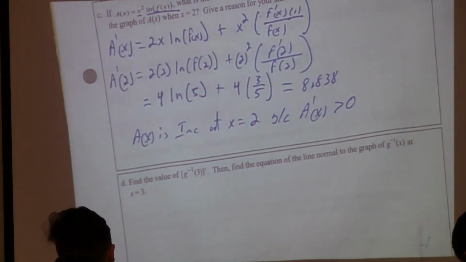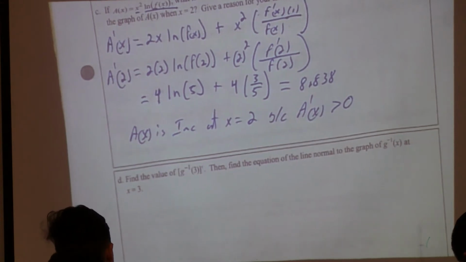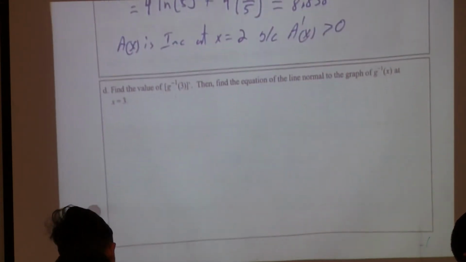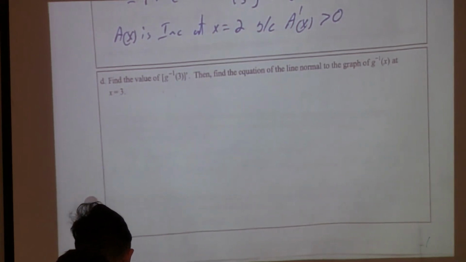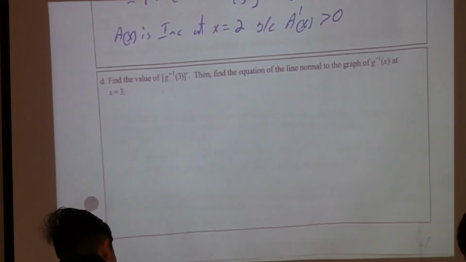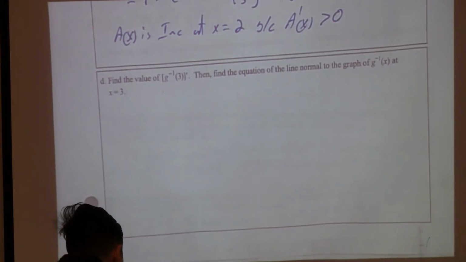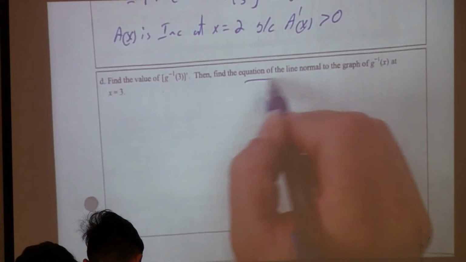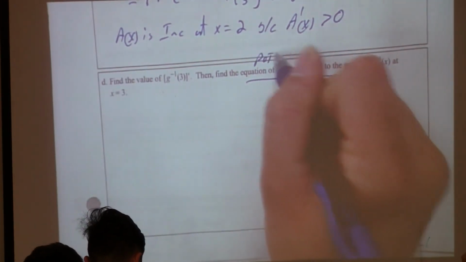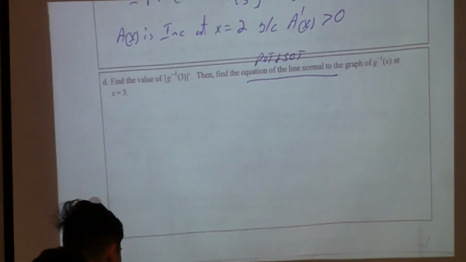Kindergarten stuff? Yes. And the last one, so we can finish with a bang. Find the value of g inverse of 3 prime, then find the equation of the line normal to the graph of g inverse at x equals 3. So do they want us to do two things? Yes. What they want us to do first will help us do the second, because in order to write the equation of the line normal, we need the point and we need the slope.